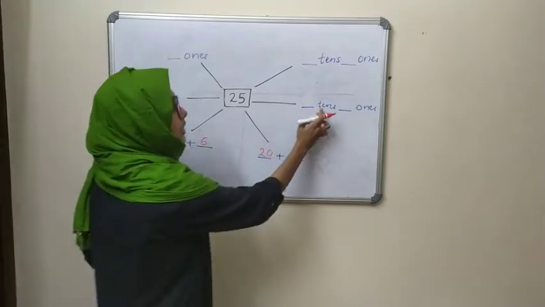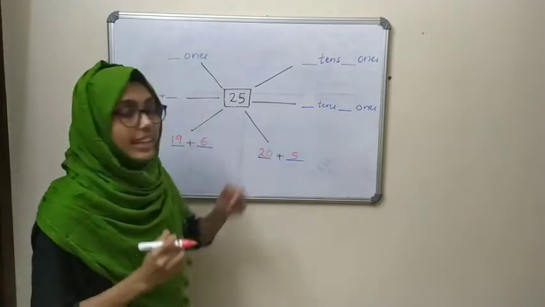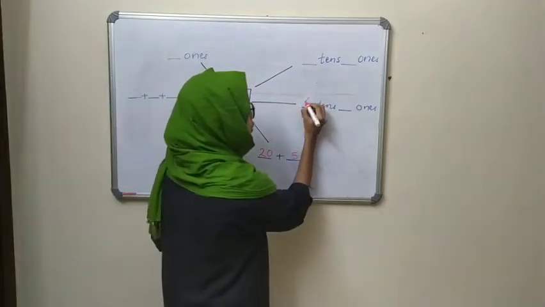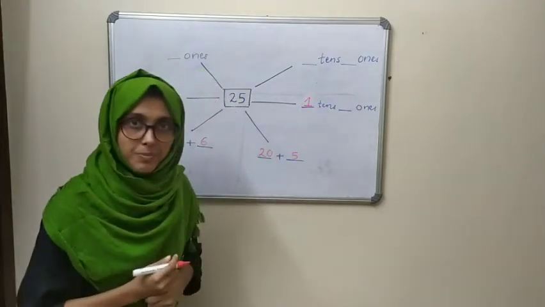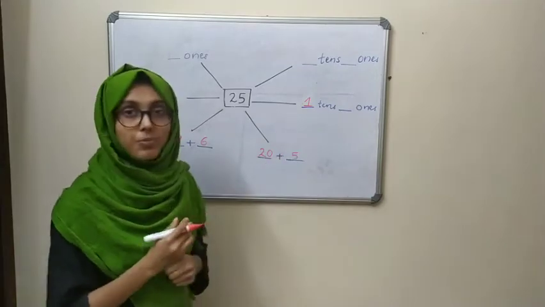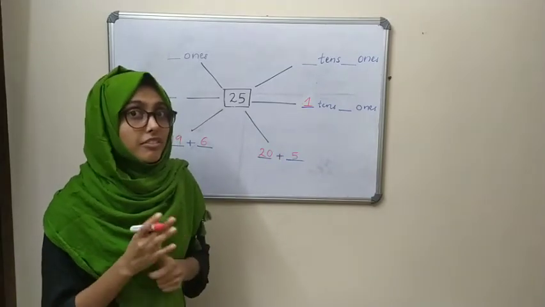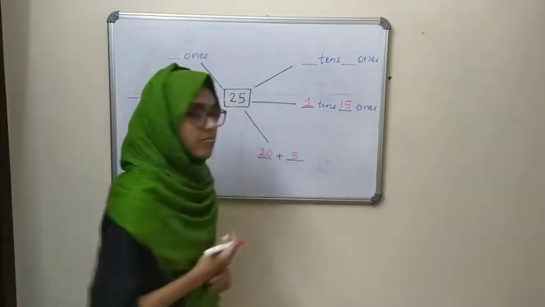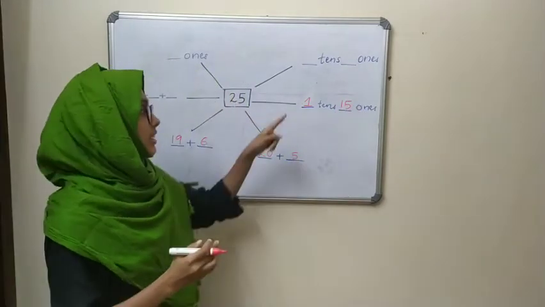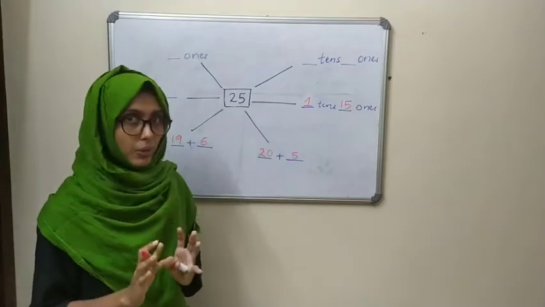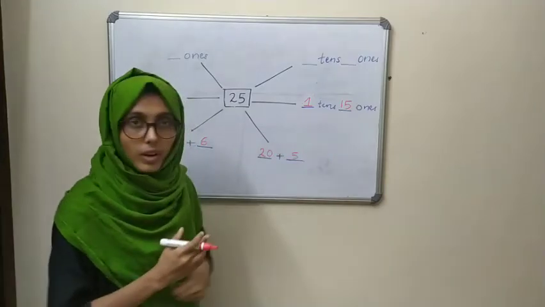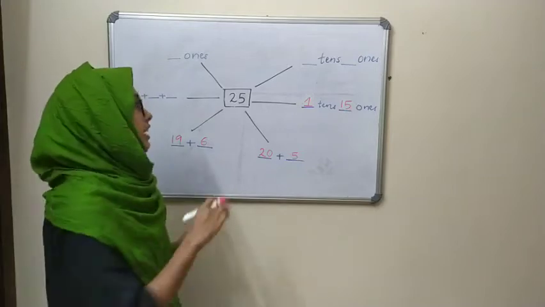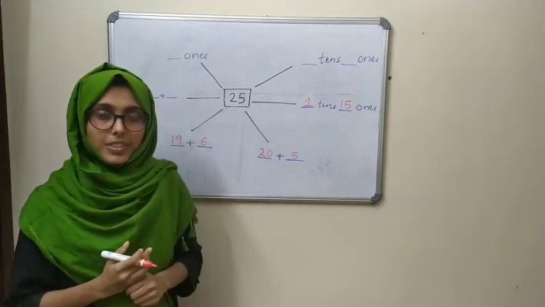So here they are asking how many tens. How many 10 rupee notes do you have? 1. So 1 tens. And how many ones? How many 1 rupee coins do you have? 15. So 15 ones. That means 1 tens means 10 rupee. And 15 ones. So 10 rupee plus 15, 25. So again 25, isn't it?